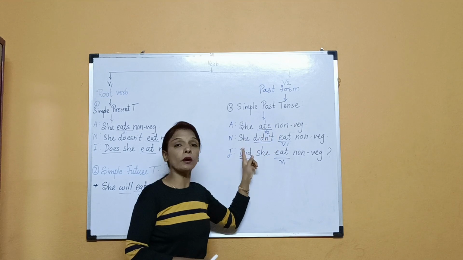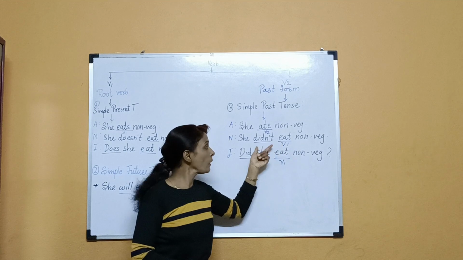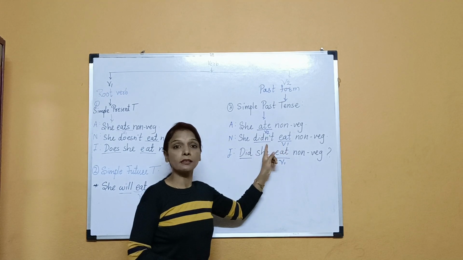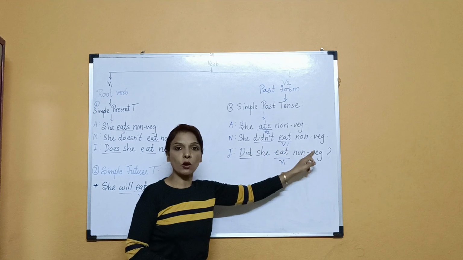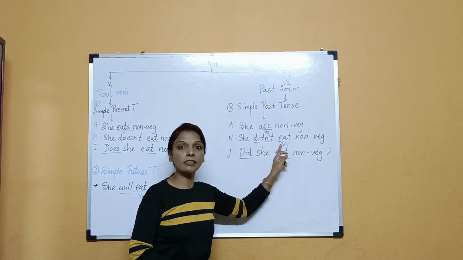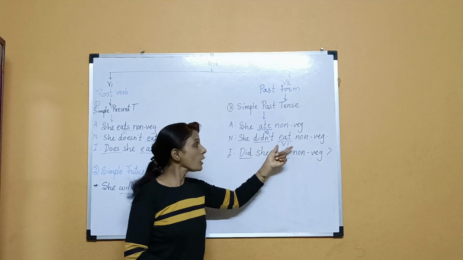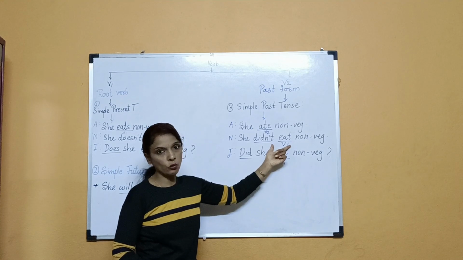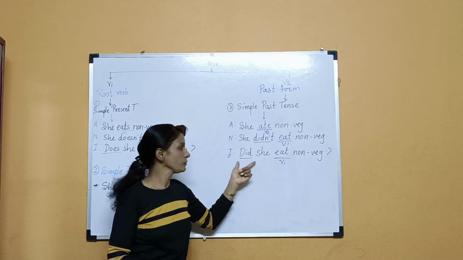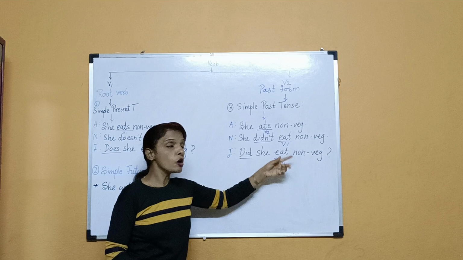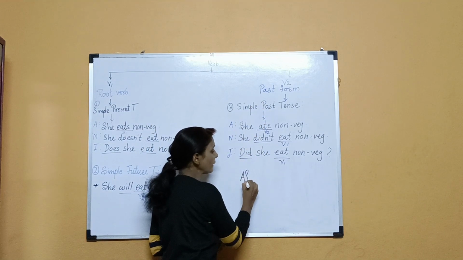Because in negative and interrogative, it again turns into V1 with did. For example, she didn't eat non-veg, or she did not eat non-veg. So again you have to carry the root verb here. Next, did she eat non-veg?